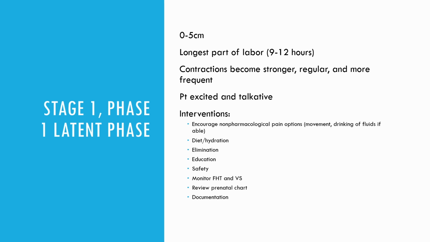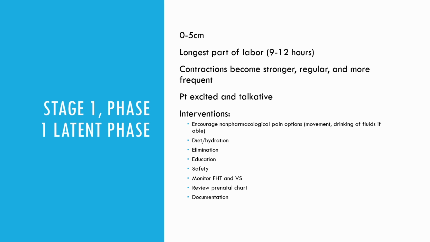All right, stage 1, phase 1. This is also referred to as the latent phase. This itself is the longest part of labor. This phase can last 9 to 12 hours. It's when the cervix goes from 0 centimeters up to 5 centimeters. During this time, the contractions become stronger, more regular, more frequent, getting to about every 2 to 3 minutes or so. The patient is excited and very talkative during this phase.